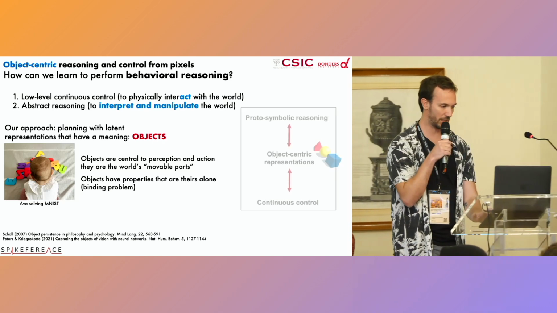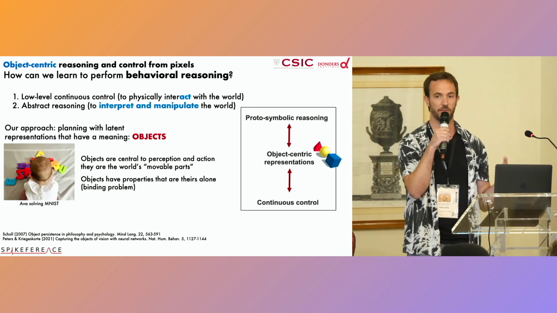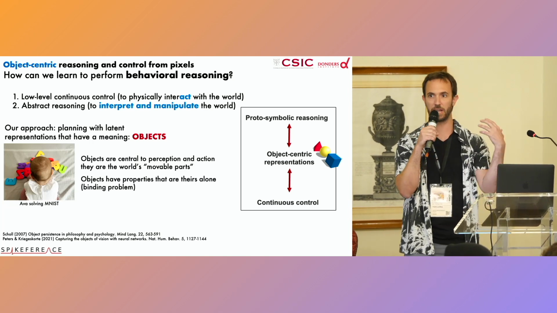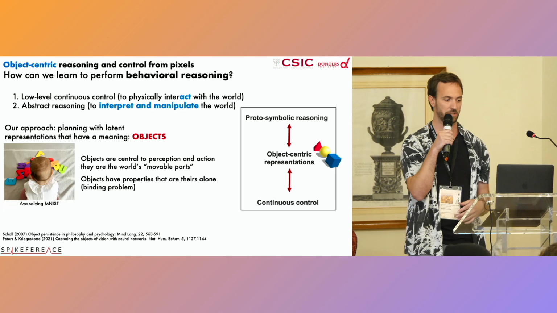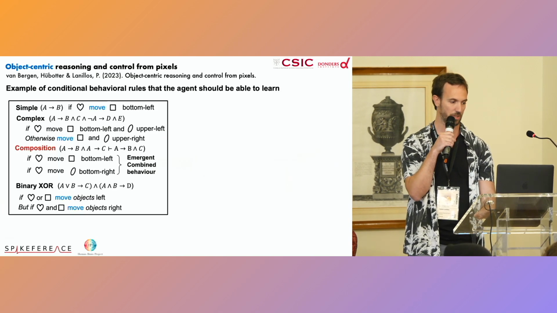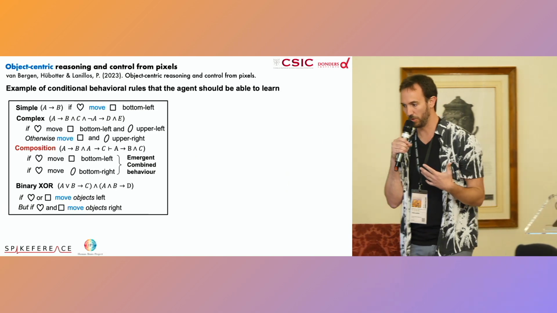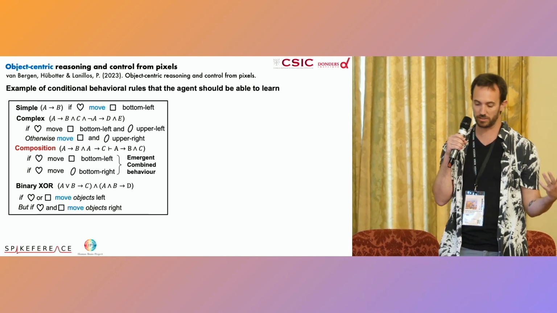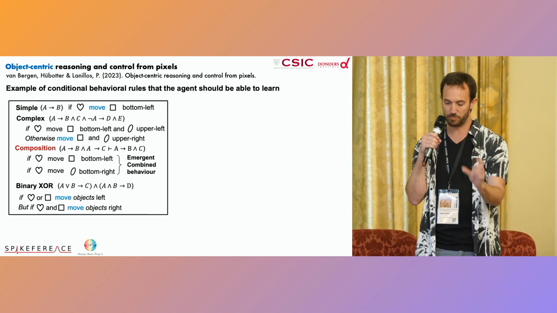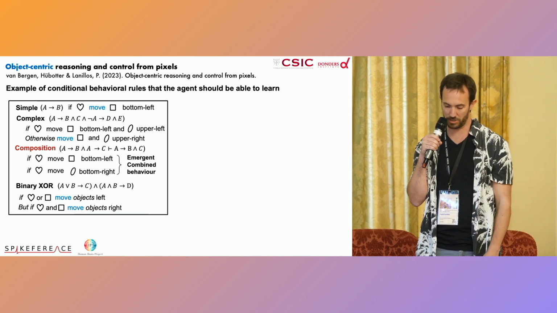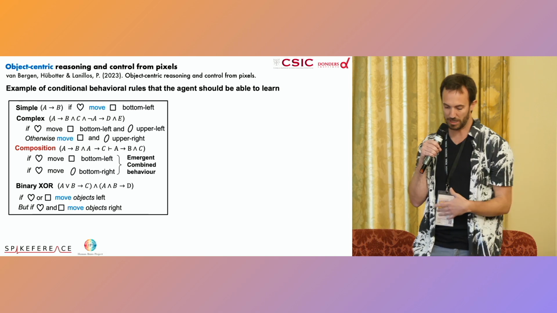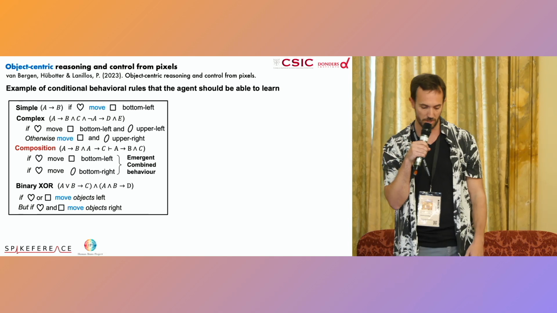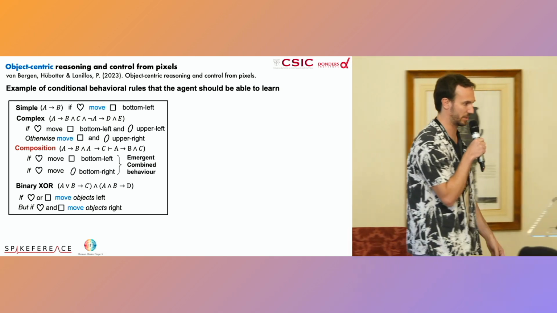Good. So how we solve this? The summary is like, we have continuous control, we have symbolic reasoning, and we have a layer that binds everything that is object-centric representations. Good. What type of rules we want to learn? Well, for instance, it's like a simple, if there is a heart, move squares to the left. I put it move as the behavioral consequence. But we can also do composition, like if we learn two rules differently and we want to observe the emergent behavior. But we can also learn, like, for instance, the binary XOR.